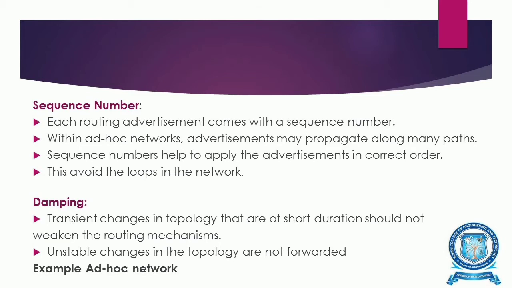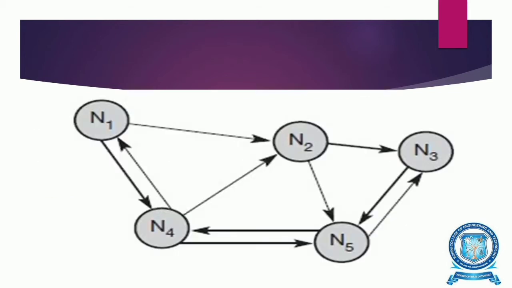And considering damping, transient changes in the topology that are of very short duration should not weaken the routing mechanisms, and unstable changes in the topology are not forwarded. An example is an ad hoc network. So this is the example for an ad hoc network.